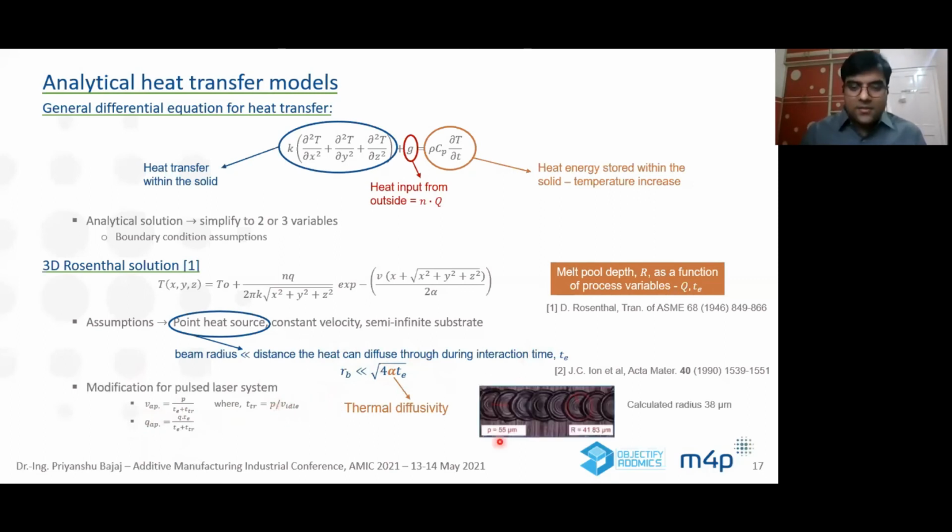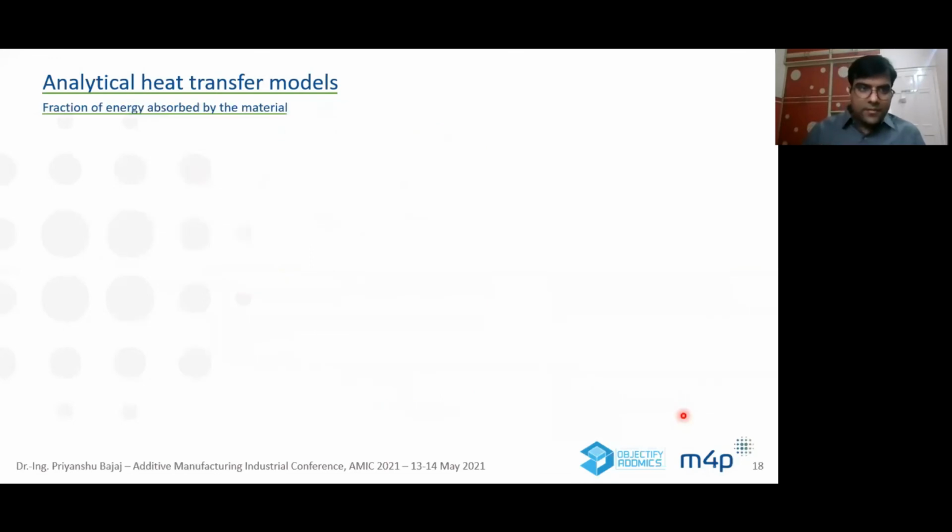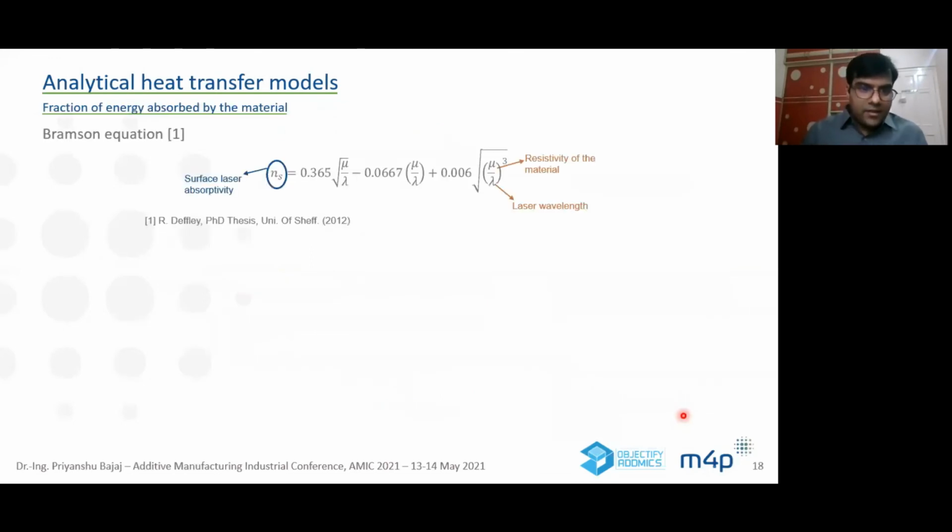And this works. You see, this is what we get for a molybdenum sample. This is the actual reading for the melt pool dimension, and this is the calculated radius from the Rosenthal solution. I would say it's not too off. Okay, so let's get back.